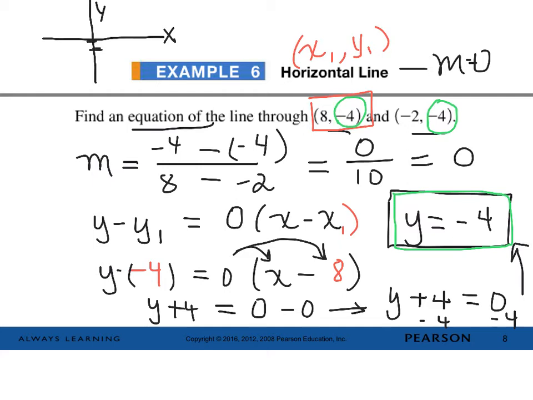One, two, three, four. And over here we have the point negative 2, negative 4. And then on the other side we have the point 8, negative 4. So that is the horizontal line, y equals negative 4.